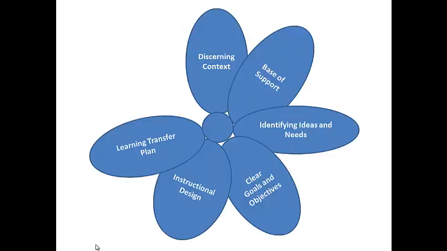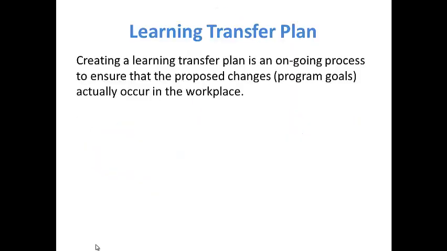The next topic is learning transfer plan. Creating a learning transfer plan is an ongoing process to ensure that the proposed changes or program goals actually occur in the workplace. Planning for transfer of learning takes place before, during, and after the program occurs. And it is the job of the program planner to continually think about barriers to transfer and what steps need to be inserted into the planning process to overcome these barriers.